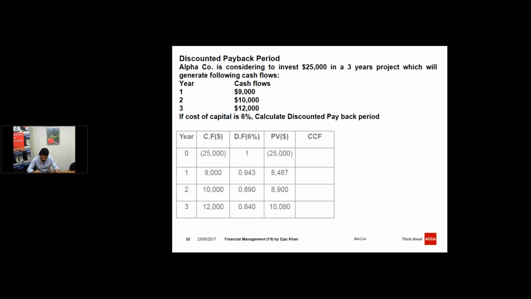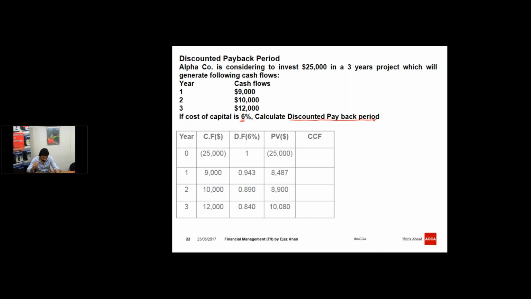Discounted payback period. All we have to do is to get the same cash flows again. It's the same question. Now we are considering a cost of capital of 6%. So all the cash flows are the same, the initial investment is the same, the project life is the same. And we need to calculate the discounted payback period for this project.